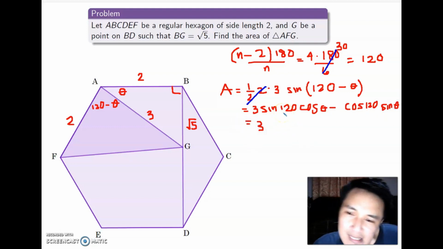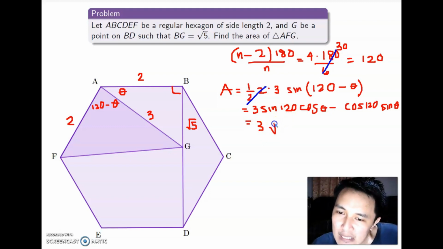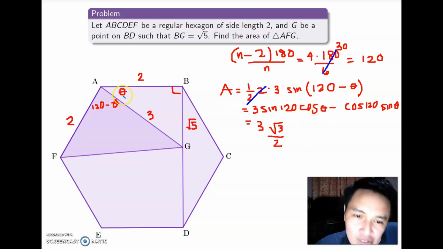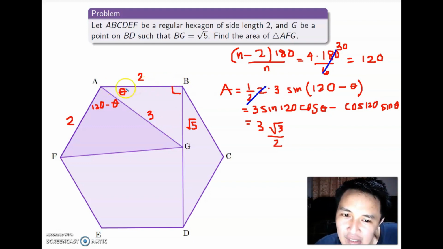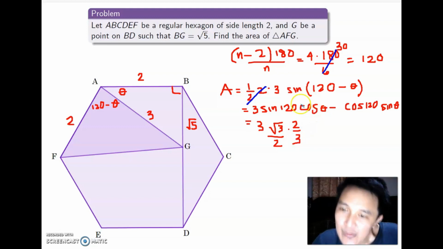What is sine 120? The reference angle is 60, so sine 60 is square root of 3 over 2, and note that sine in quadrant 2 is positive. Now, what is cosine theta? This is our theta, in our right triangle ABG. The cosine is adjacent over hypotenuse. The side adjacent to theta is 2, so that's multiplied by 2/3. Minus cosine 120.